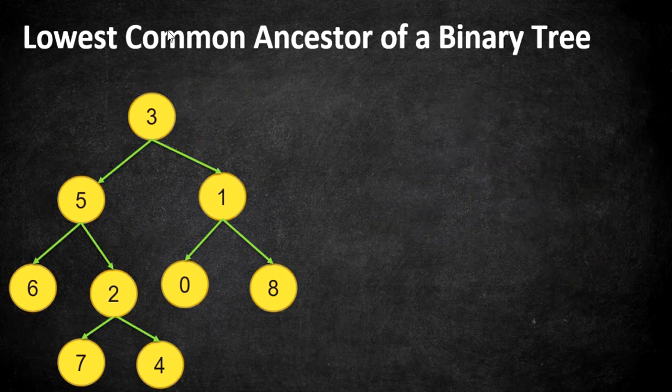Suppose we find P and Q on the same side, either the right side or the left side. Then whichever of P or Q occurs first would be the lowest common ancestor.